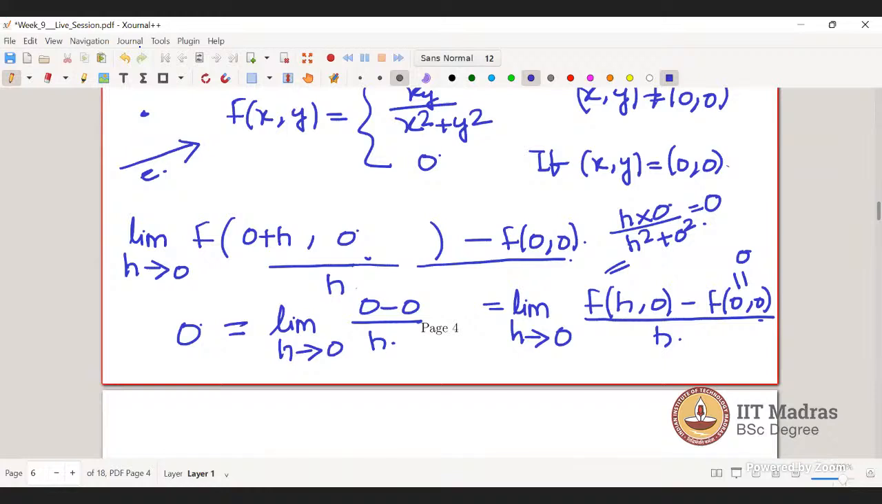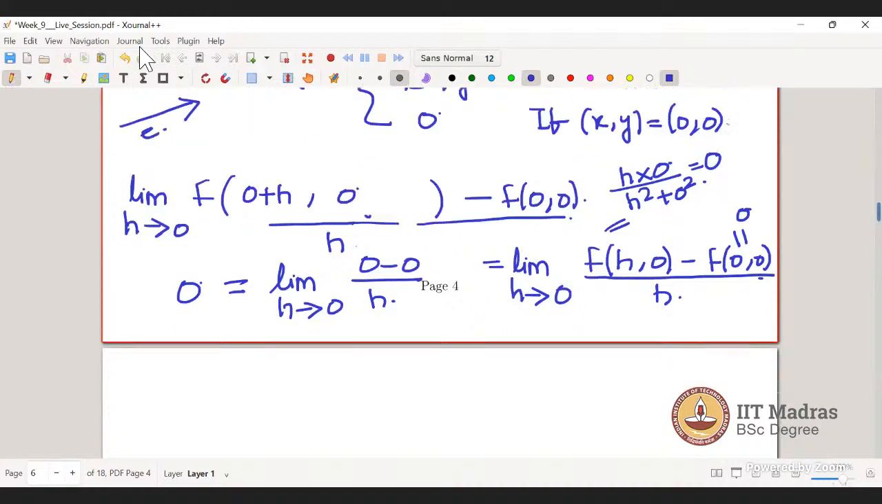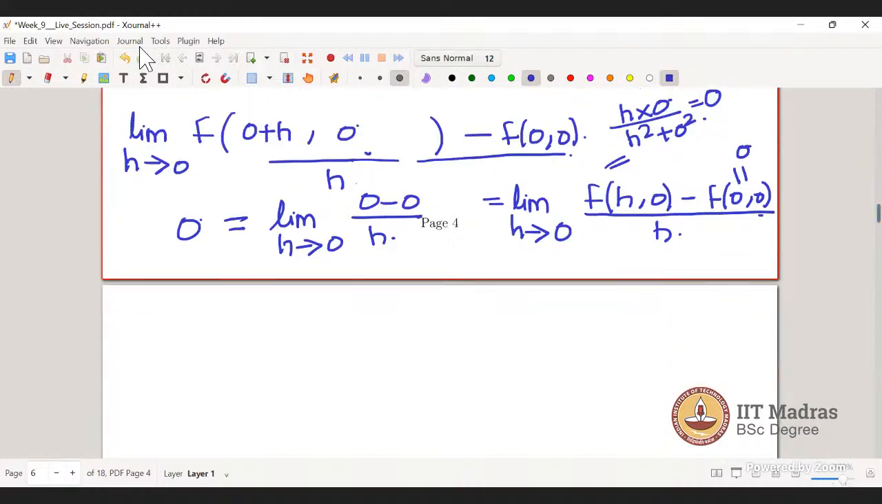But if h tends to 0, then the denominator also becomes 0, so again undefined? It is not undefined. It is not equal to 0, it tends to 0. So it tends to 0. See, the thing is, okay.